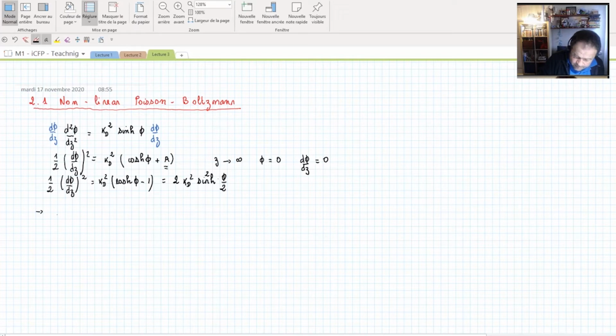Well, from that, we can integrate and see d phi over dz is equal to, well, the square root of that. So it is plus or minus 2 kappa d times the hyperbolic sinus of phi over 2. And now we have to decide for the sign.